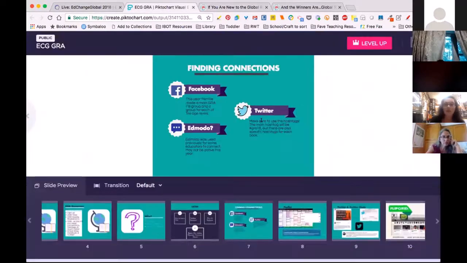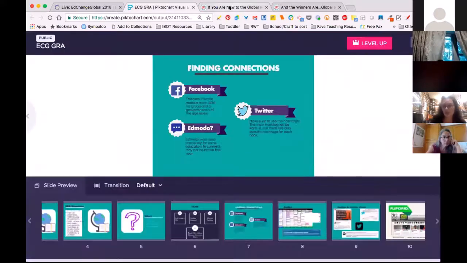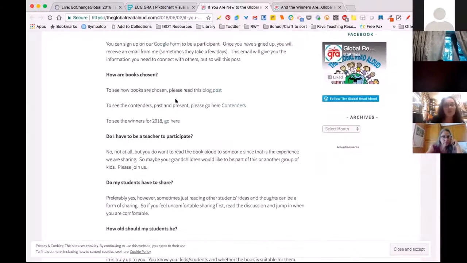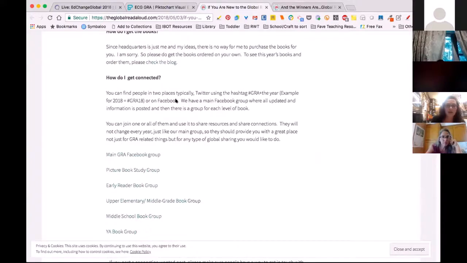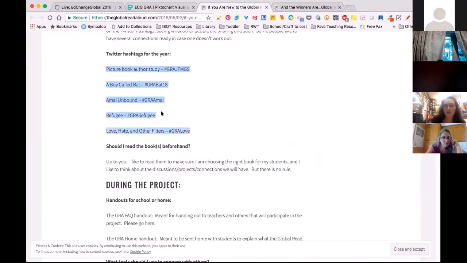Okay, and then Twitter. So with the hashtags, right? So again, the main one is going to be GRA18, but there will also be specific hashtags for each book, which is also on this page. So this page that I copied into the chat has pretty much everything you need to know just about for getting started. And so like there's the hashtags this year. So like I'm doing refugee, so I'll be using GRA refugee a lot in addition to GRA18. So that would be another way to share out what I'm doing, but also to find connections with other teachers or search for what other people are doing.